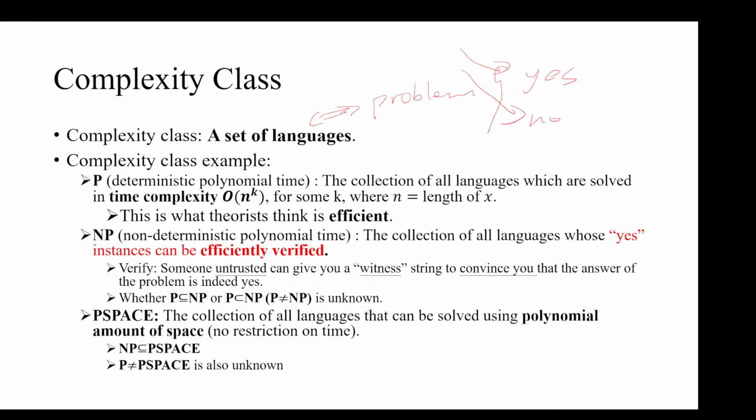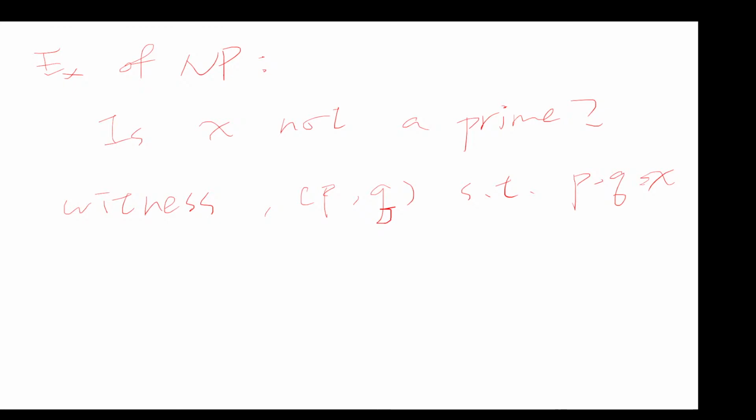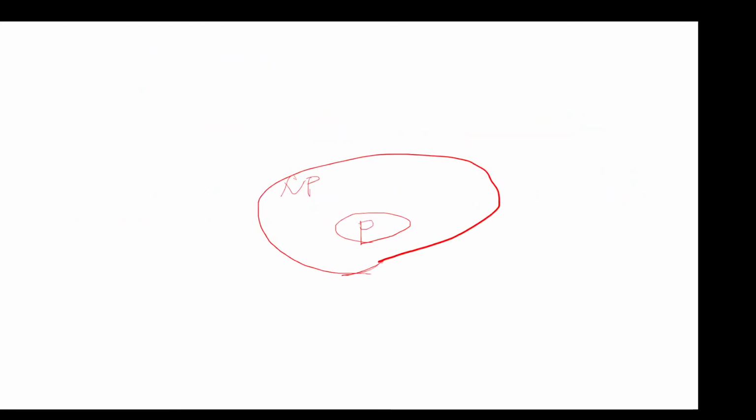Oh, and sorry, something is missing here. Even though from this example you feel that NP is harder than P, it's actually not proven that NP is not equal to P. There are a lot of problems that you think are much harder than P, that you don't think you can solve in polynomial time. But complexity theory is very hard, and there is no actual proof that P is not equal to NP.